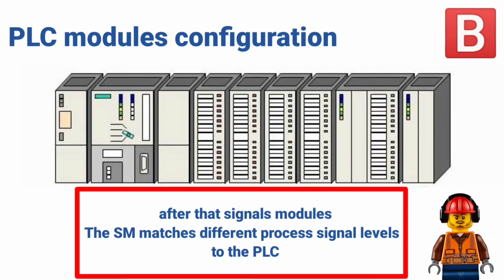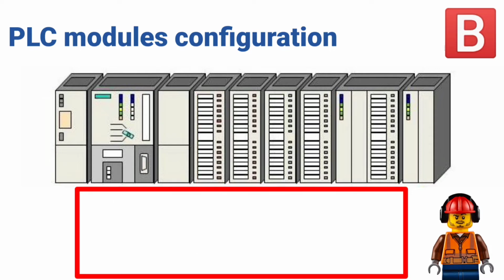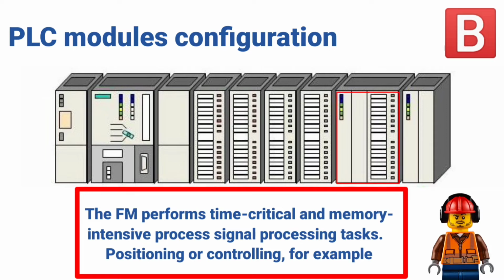After that, signal modules. The signal module matches different process signal levels to the PLC. There are many types of signal modules like digital input module, digital output module, analog input module, and analog output module. The FM module performs time critical and memory intensive process signal processing tasks, positioning or controlling, for example.